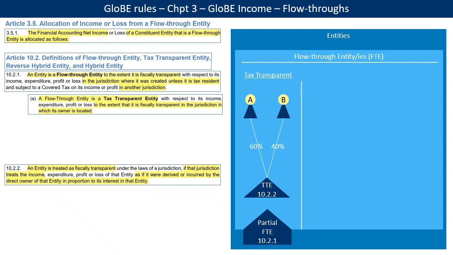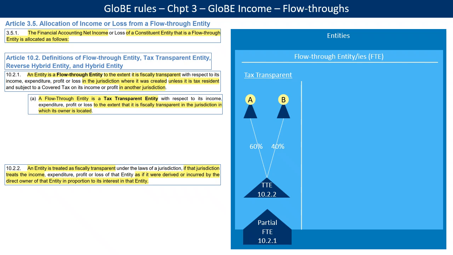But now we still don't know what the GloBE rules mean by a transparent entity. We now know that a flow-through entity is an entity that is transparent in its resident state. And then if we look at 10.2.2, an entity is treated as fiscally transparent under the laws of a jurisdiction, so the residence jurisdiction, if that jurisdiction treats the income, expenditure, profit or loss of that entity as if it were derived or incurred by the direct owner of that entity in proportion to its interest in that entity. So the resident jurisdiction does not tax the entity, it taxes the owners of the entity.